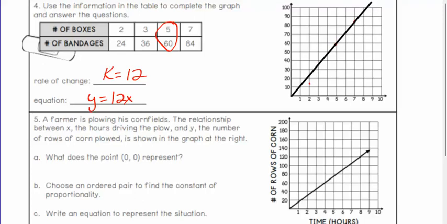So let me go back over here. That one was not right. It should have been 2, 24, which is right here. Okay, so that one is wrong. I can tell that it was messed up by my graph there.